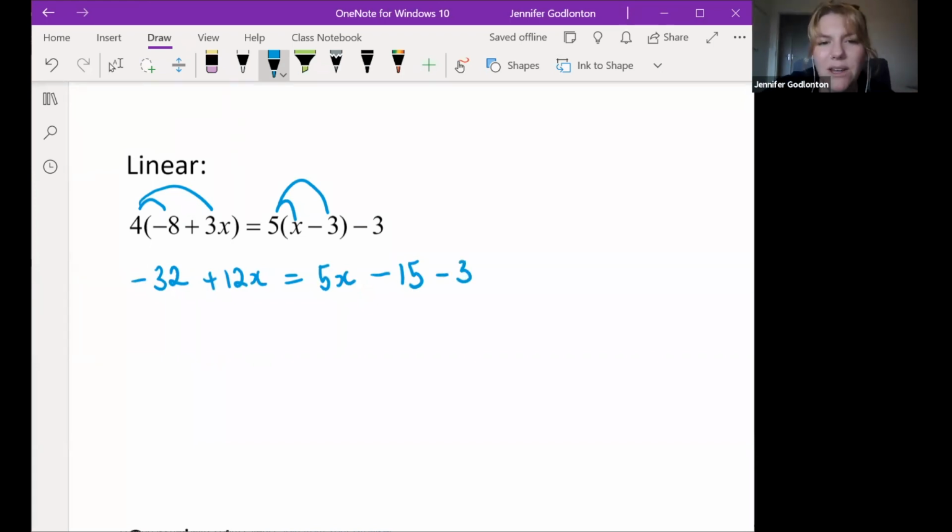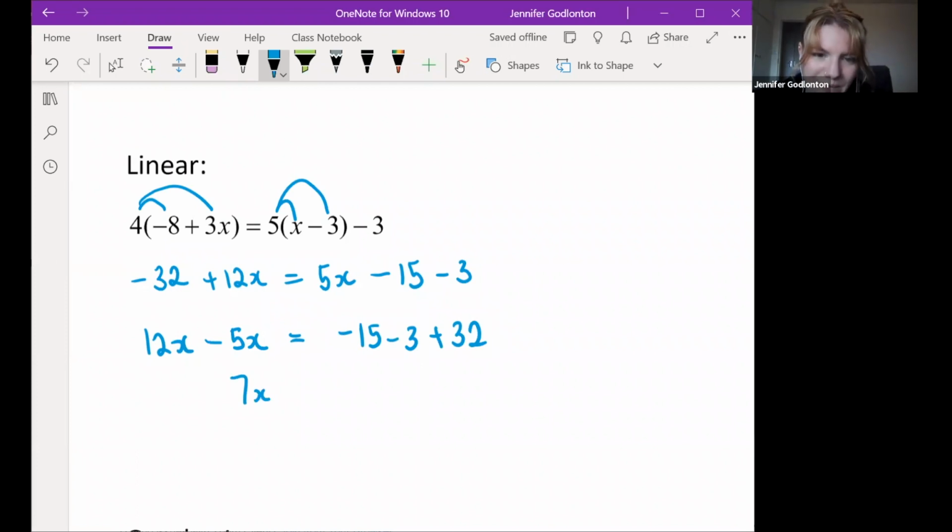Okay, what am I gonna do from here? Then I said 12x minus 5x is equal to minus 15 minus 3 plus 32. Lovely. Okay, next step. Then I said 7x is equal to 14, then I divided both sides by 7.